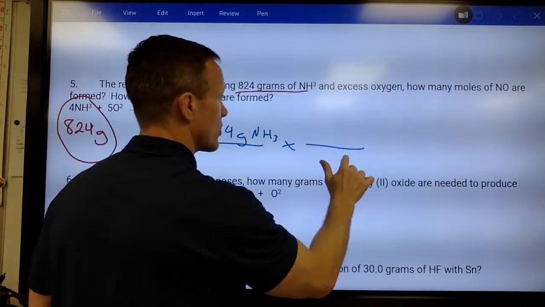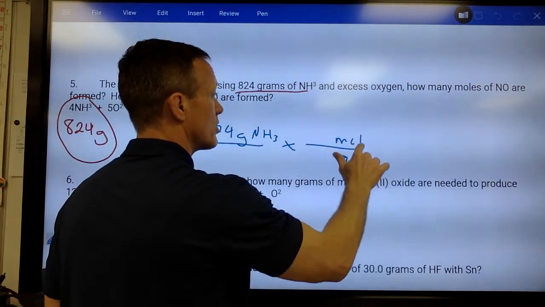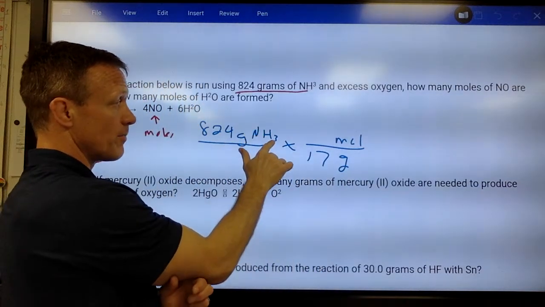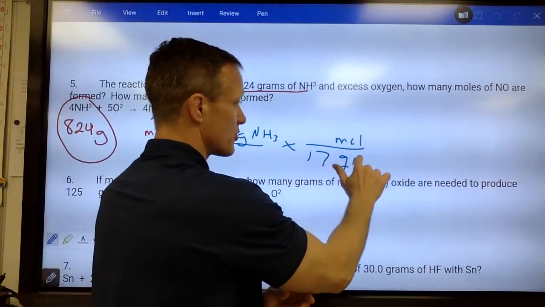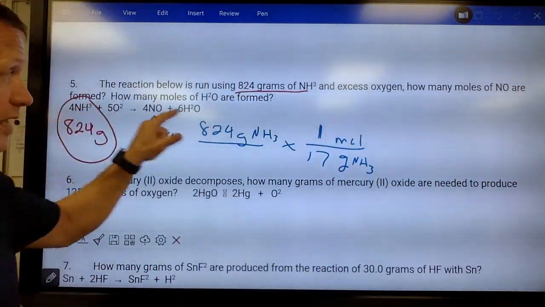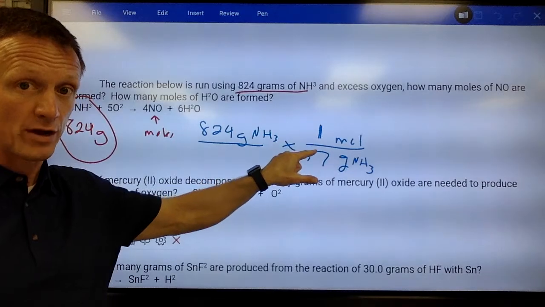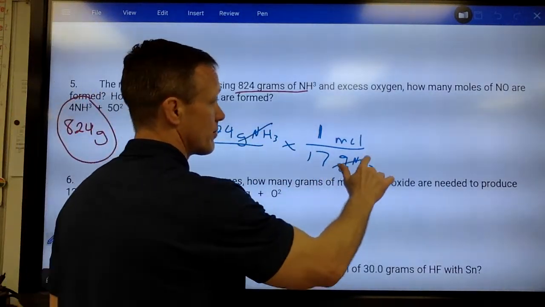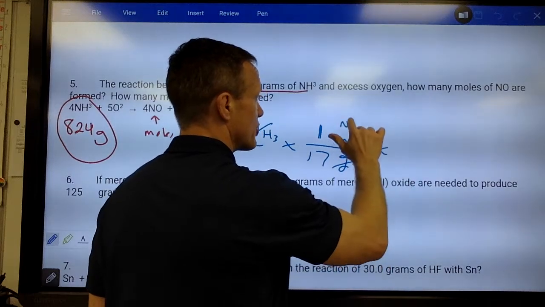So start with 824 grams of NH3. I'm going to take grams to moles. It's 17 grams on the periodic table, so I'm adding up nitrogen, which is 14, plus 3 hydrogens. So 17 grams of NH3 is 1 mole. Okay, that's not 4 moles. That's how much 1 mole weighs. So I'm not putting a 4 in there. I'm just converting this into moles. And again, that is NH3 up there.